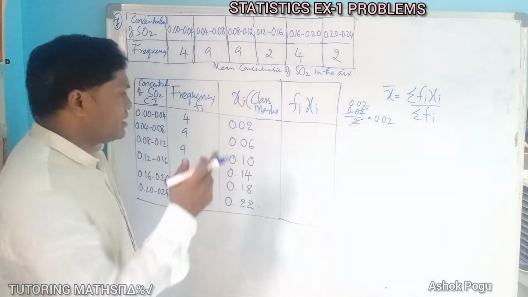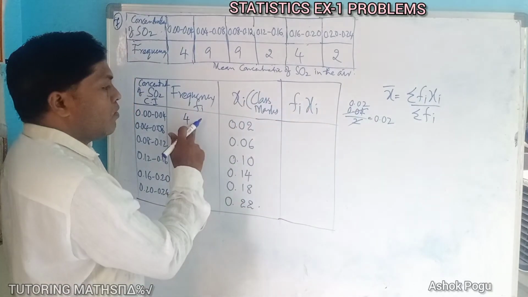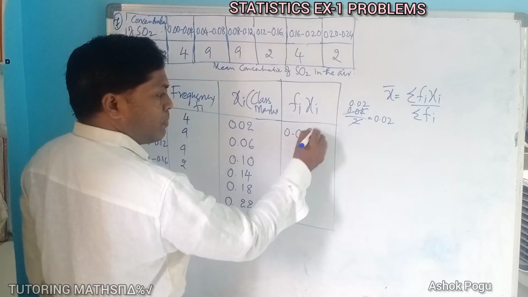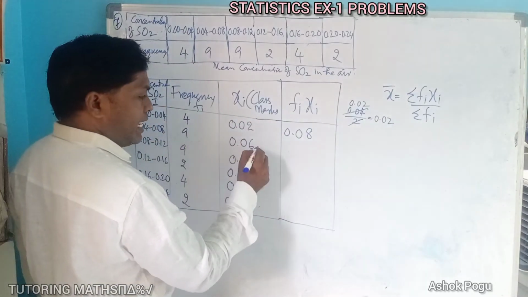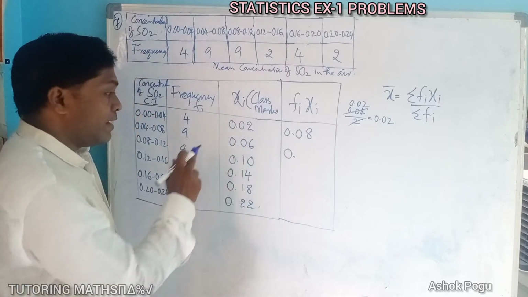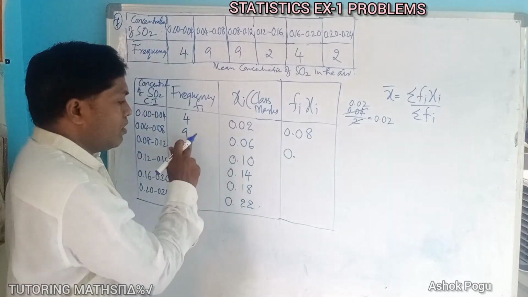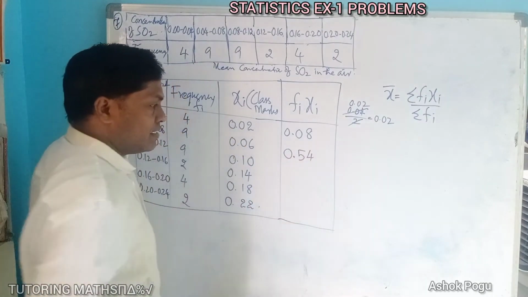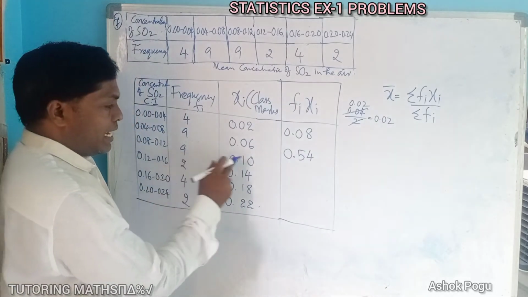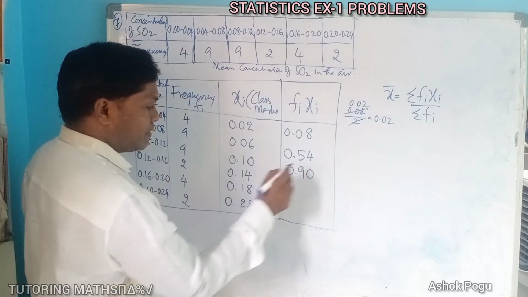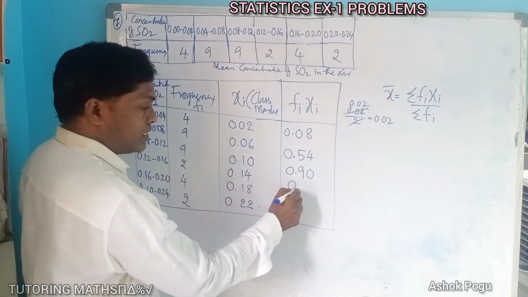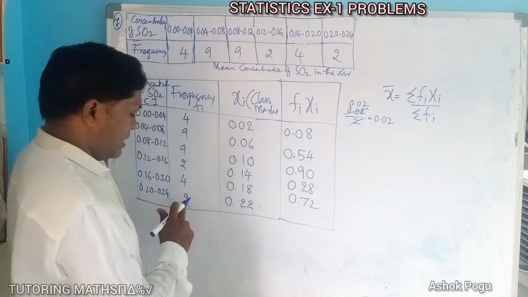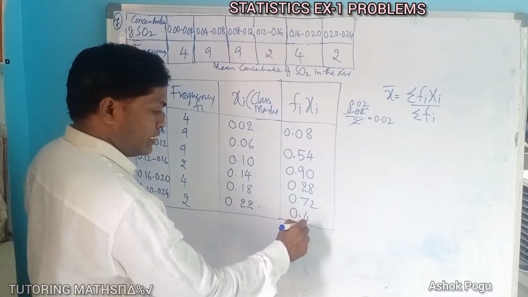Just find the product of frequency and mid values. 4 into 2, 4 2s are 8. We have 2 decimal places, so maintain the 2 decimal places: 0.08. Then 9 6s are 54. When you multiply a number by decimals, be careful. 9 6s are 54, and here we should maintain 2 decimal places. You know the basics: 9 10s are 90, 2 decimal places. 2 14s are 28, 2 decimal places. 4 18s are 72, 2 decimal places. 2 22s are 44, 2 decimal places.